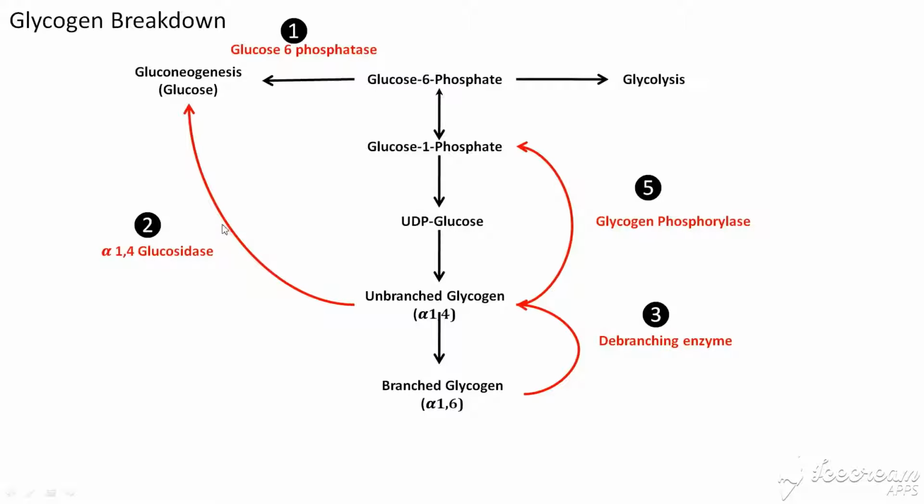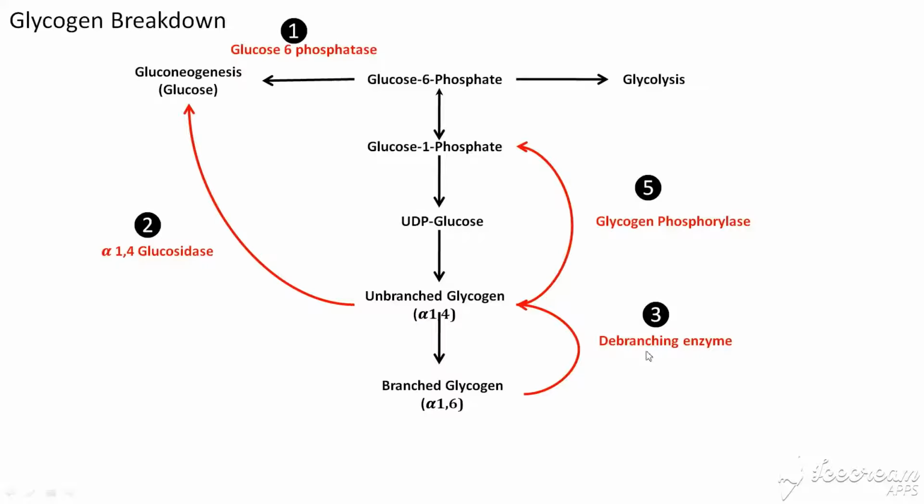Lysosomes could also degrade glycogen as well, and they're going to use an enzyme called alpha-1,4 glucosidase, and it's going to convert unbranched glycogen directly into glucose. So these four enzymes that you see here, if you have a deficiency in each one, this is going to lead to a corresponding glycogen storage disease. So if you have a deficiency in glucose 6-phosphatase, you're going to have type 1, and alpha-1,4 glucosidase, type 2.